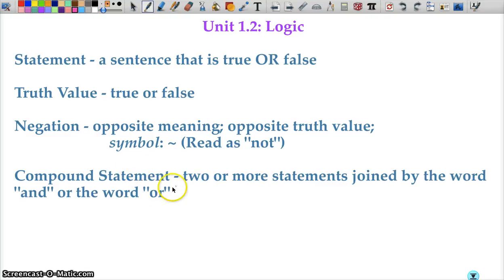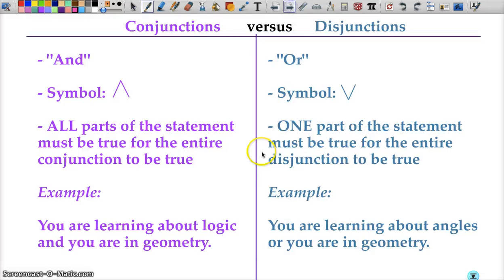And then compound statement. So we have two or more statements joined by the word and or the word or. So there's two types of compound statements. Using these, we're going to talk about conjunctions versus disjunctions. So a conjunction uses the word and. It has the symbol that looks like a caret. And then for this, all parts of the statement must be true for the entire conjunction to be true.